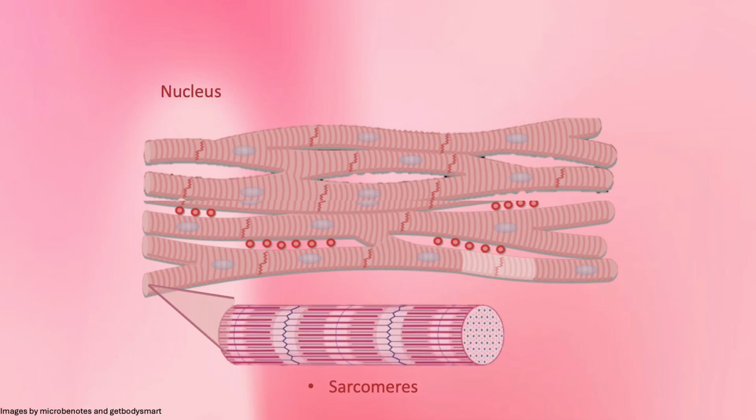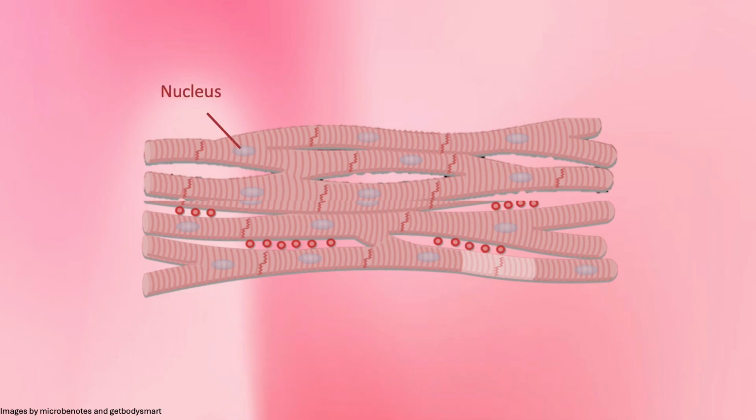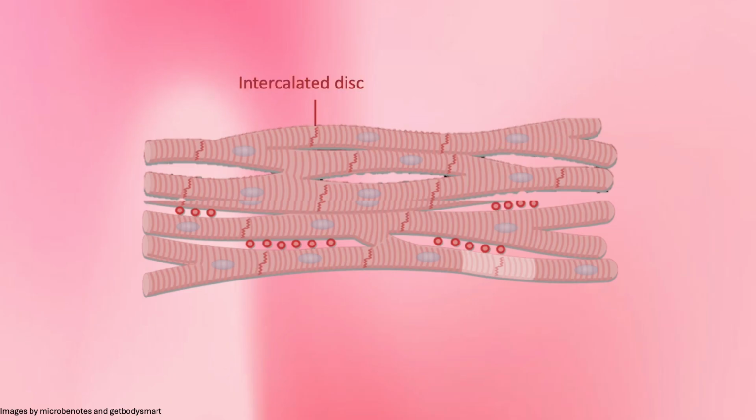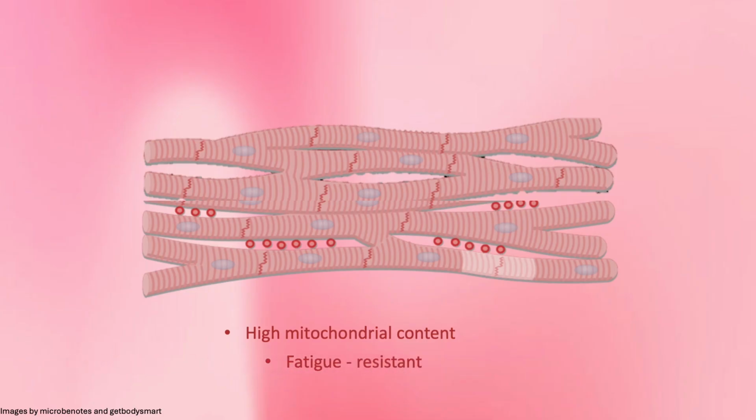The cells are typically mononucleated, but can occasionally be binucleated, and their branch structure forms a network that allows for synchronized contractions. These branches are connected by intercalated discs, which enable rapid signal transmission through gap junctions and provide strong connections via desmosomes. Cardiac muscle tissue also has a high mitochondrial content to meet the heart's continuous energy needs, making it fatigue-resistant. The heart muscle forms a functional syncytium where cells work together as a coordinated unit.